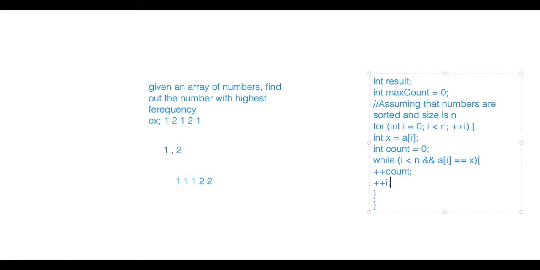So now we don't require this increment, since we have already given it here. Now that we have counted the count of 1, what is our aim? Based on this count, we have to determine our two results. So we can say, if count is greater than or equal to max count, then max count becomes count.